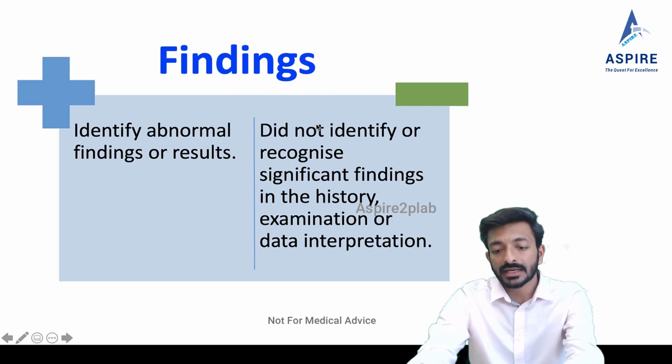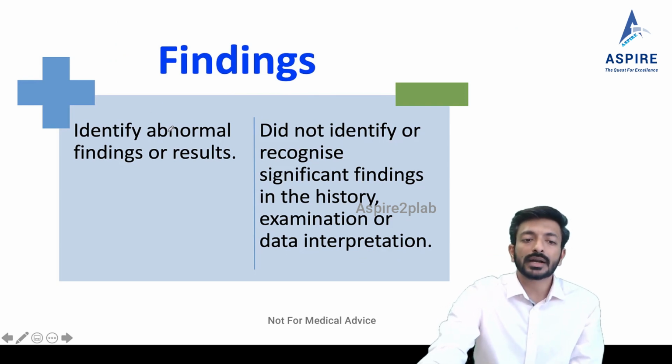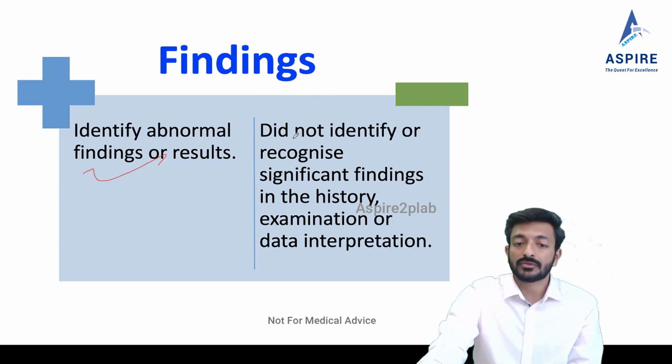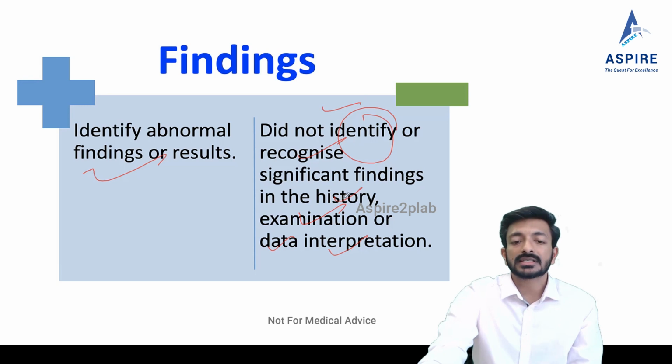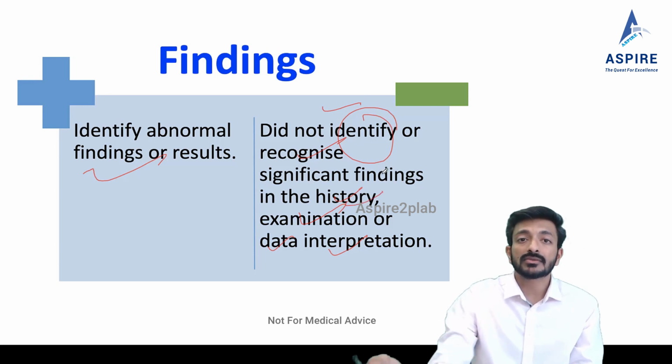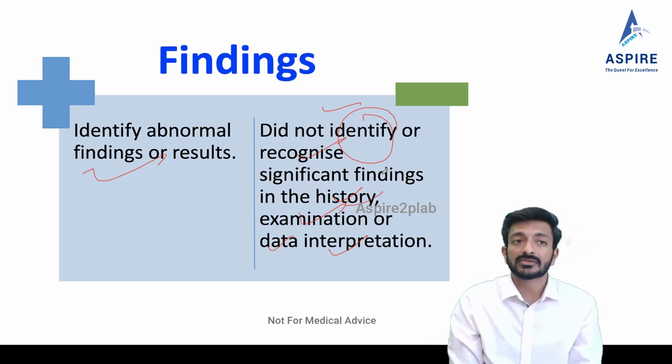So we have got findings. We need to identify the abnormal findings or results. If you are not able to identify or recognize significant findings in the history, in the examination, or in the data interpretation, they might give us a tick in the findings. For example, in history, they will be giving a finding of, say, chest pain, fever, maybe some accidental history, maybe travel history. That's a positive finding. You need to find it, and if you are unable to find it, they might give you a tick in the finding.